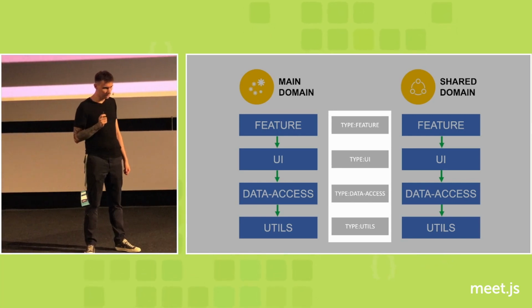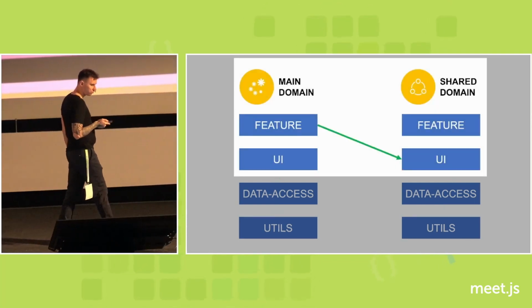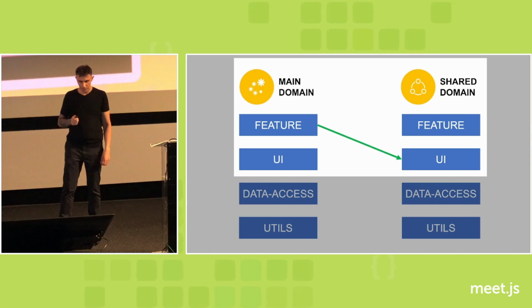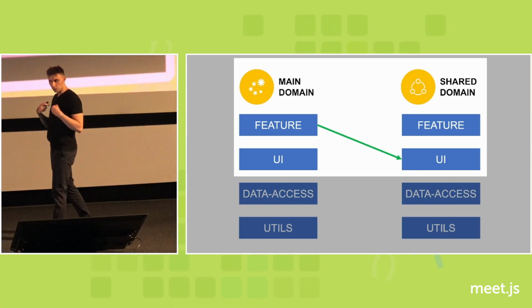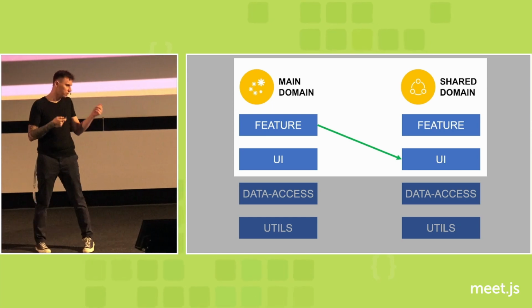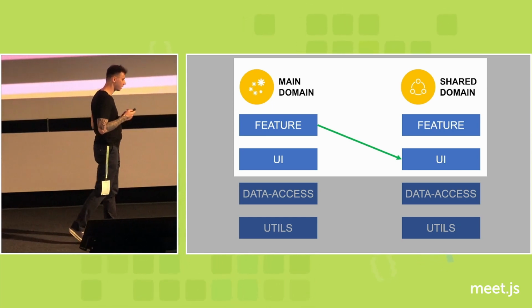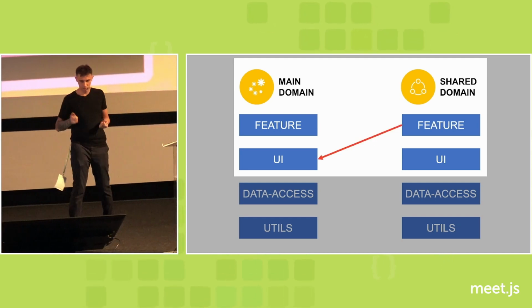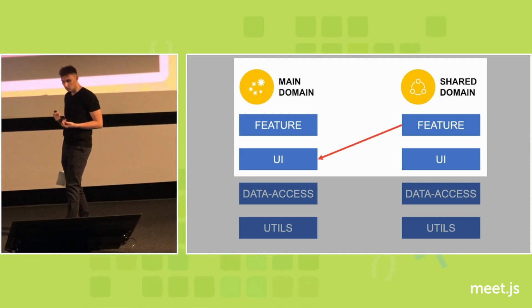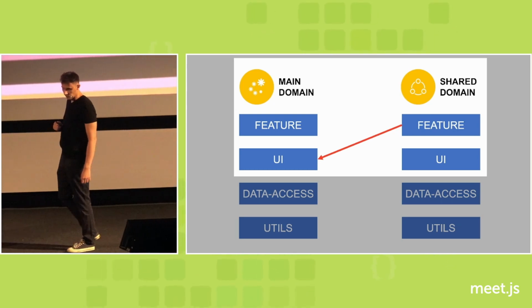But still, this doesn't solve all the issues. It is possible to do something like that. So from main domain, I can import things in another domain. For example, from feature, I can import UI. Maybe in that case, it is okay. But in that direction, I think it's not. So how could we solve this?